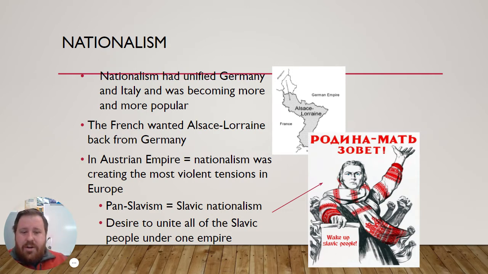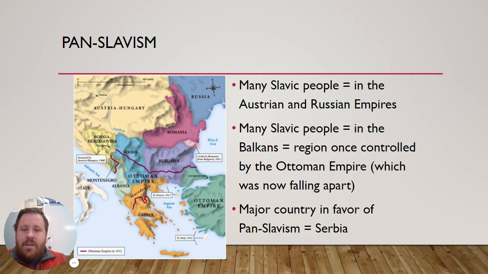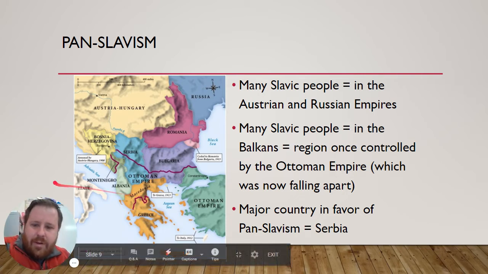So Russia could unite with all these other Slavic people in the Balkans, and they could unite under one empire and become more powerful that way. That was creating a lot of tension in the Austrian Empire, or the Austro-Hungarian Empire, because so many of the people in their empire are Slavic. So they wanted to essentially break off and create their own nation with Russia. So there were many Slavic people in the Austrian and Russian empires, and there were many Slavic people in the Balkans, which was a region once controlled by the Ottoman Empire, and it was now falling apart.